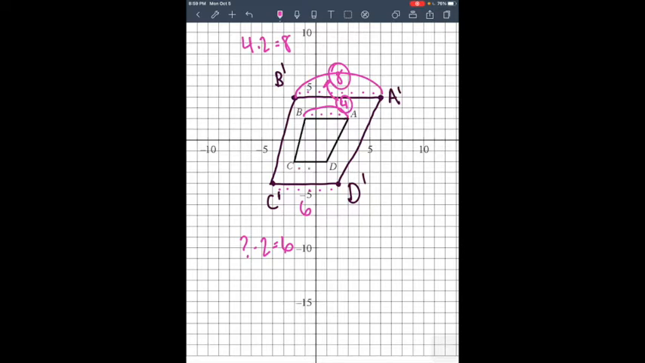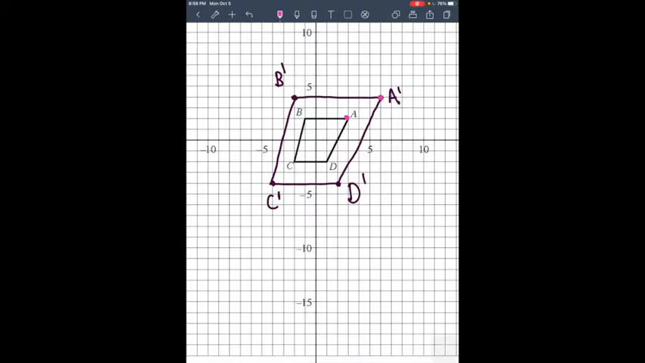Should be 1, 2, 3, which it is. So the factor here is 2. And another way to look at it, instead of just looking at the side lengths, if you wanted to figure out the factor another way, you could look at the points, because that's kind of what we dealt with before.